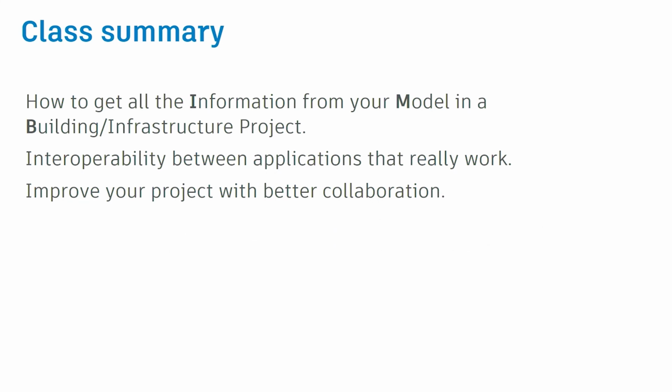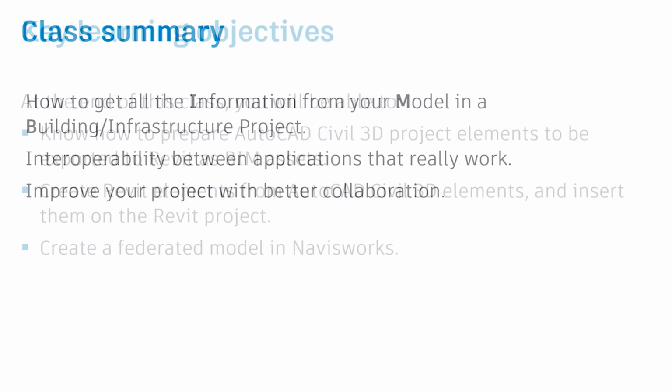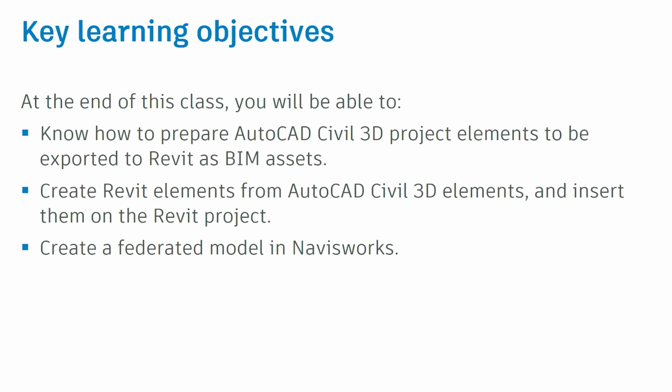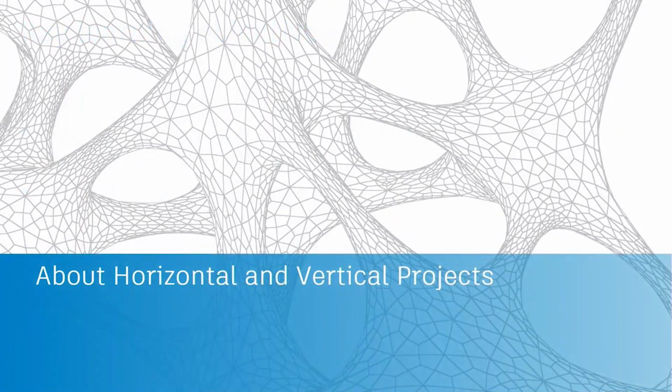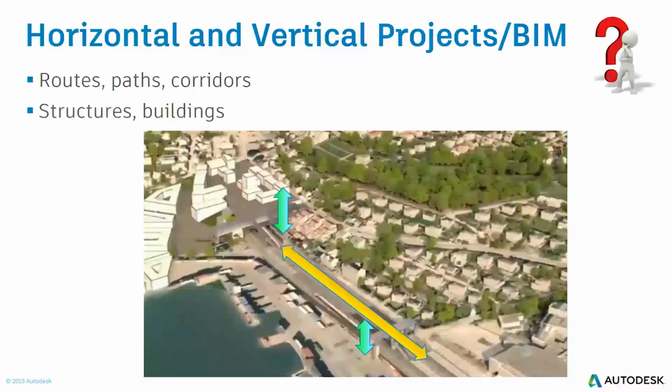And this is the class summary: how to get the information model from your model and push it around the project tools that we use nowadays, for better collaboration. So we're going to try to explain how to prepare AutoCAD Civil 3D elements and create BIM assets this way, and how to use these objects to empower our Revit project. And of course, we're going to use a federated model. Maybe we have no time to show Navisworks, but for sure we're going to show InfraWorks, and we're going to show good parts of how InfraWorks is going to be part of our workflow here. Okay, Lucy, it's for you.